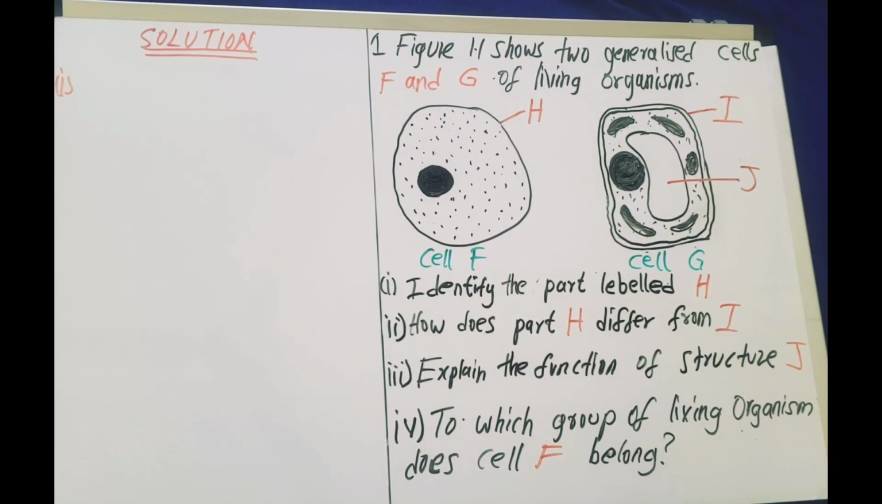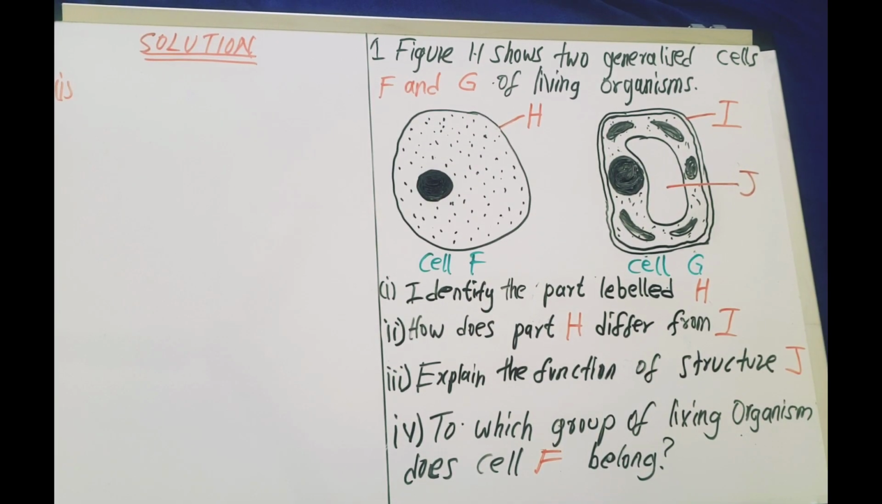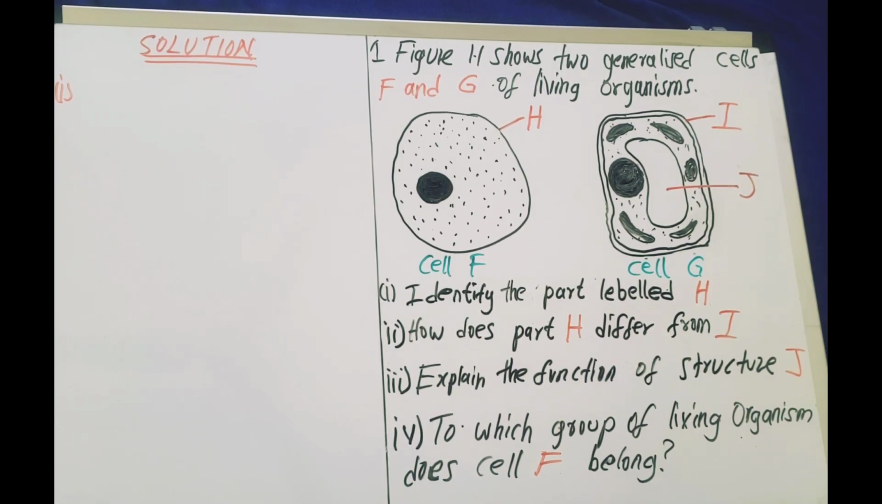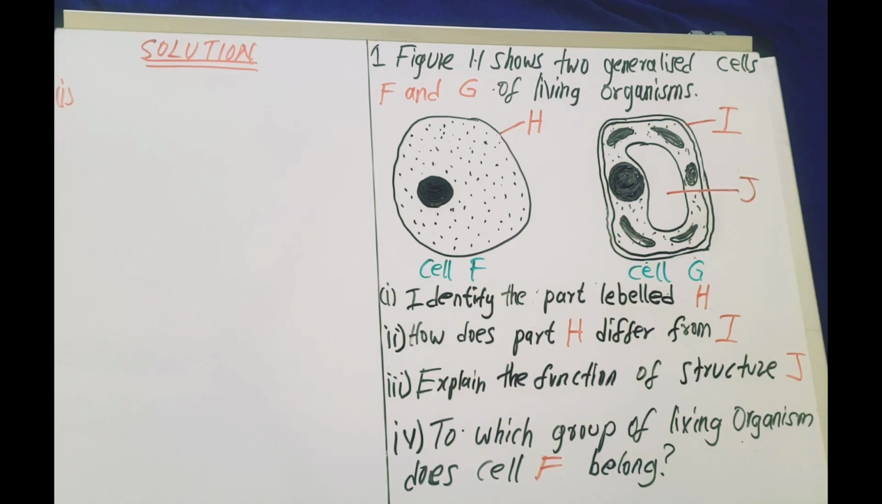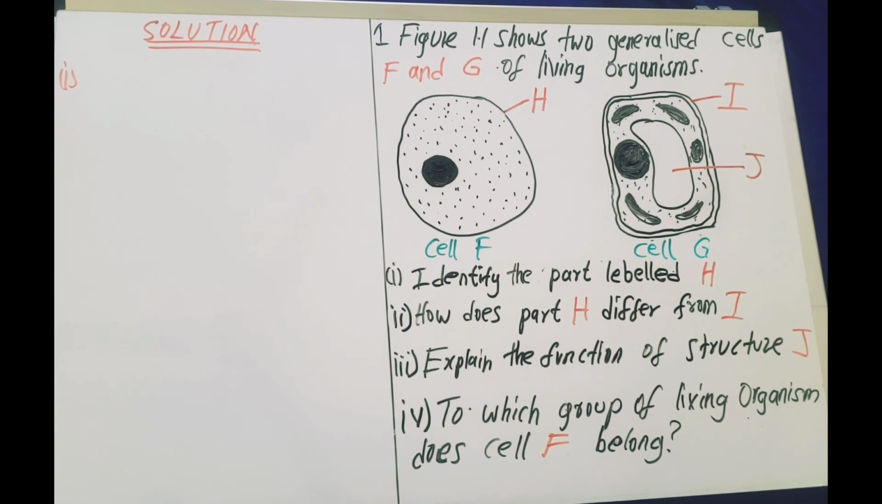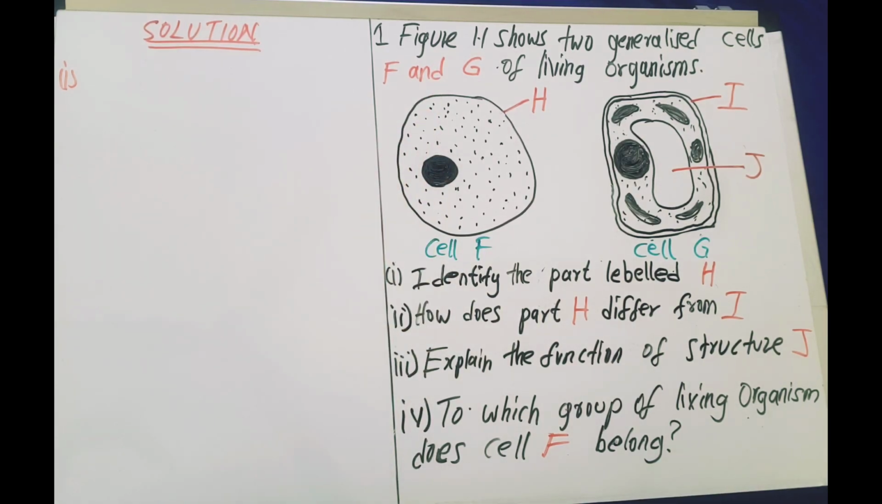Take a look at this question. So this is Biology 2022, okay? And this question was the first question in paper 2. So this question came from the first topic of biology, okay? It came from cells. So it reads, figure 1.1 shows two generalized cells, F and G, of living organisms.